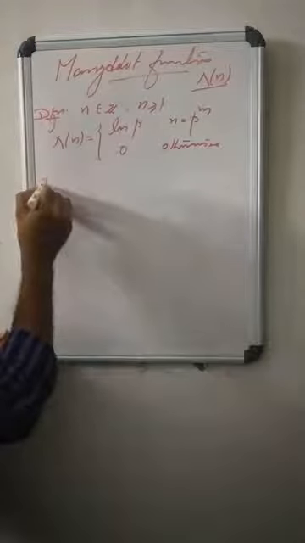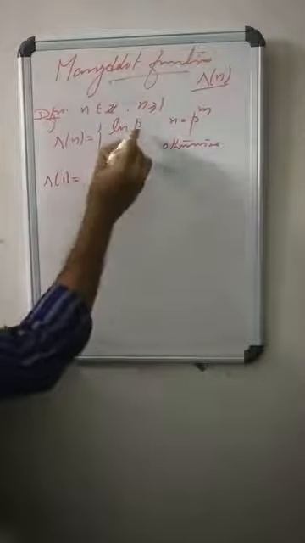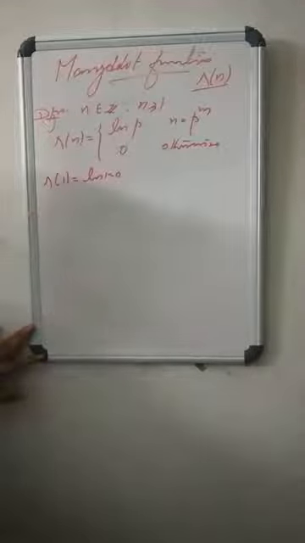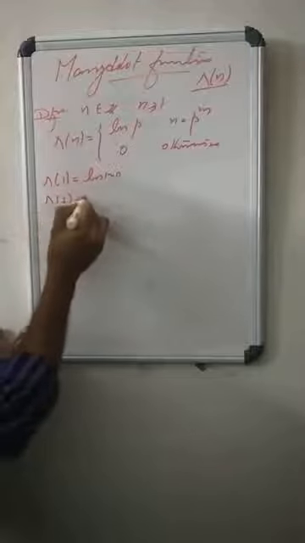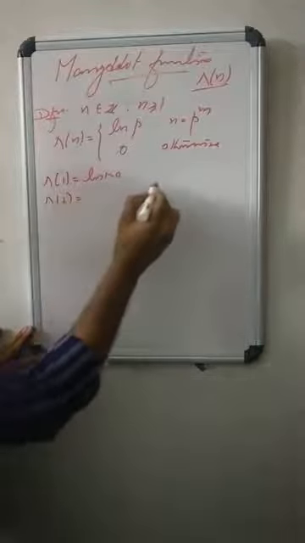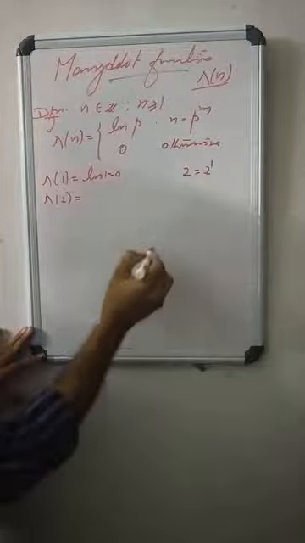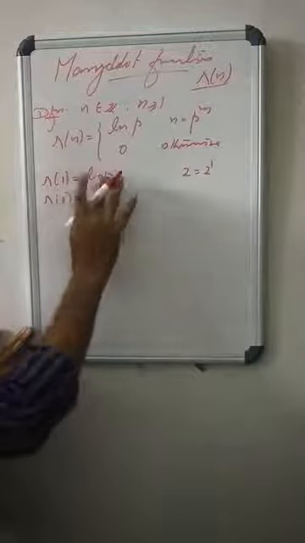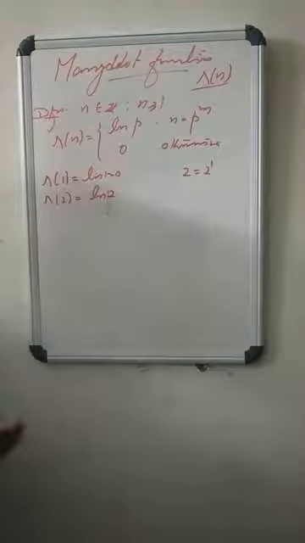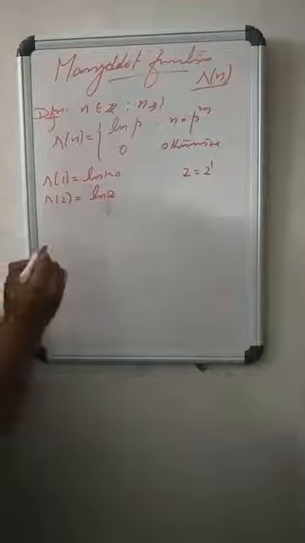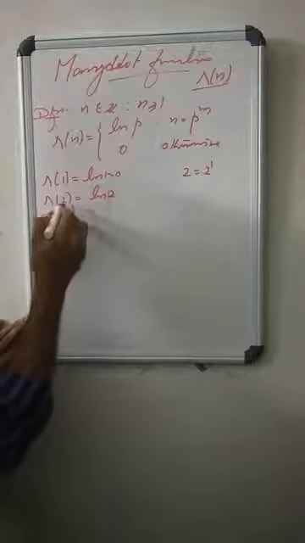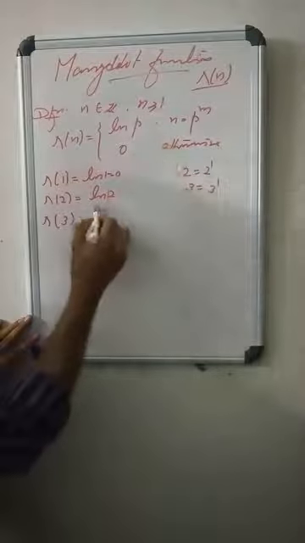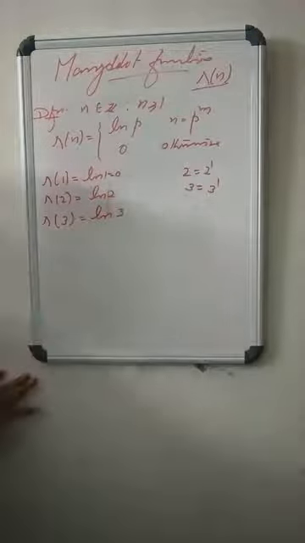So what about lambda 1? Lambda 1 is log 1, so lambda 1 equals 0. What is lambda 2? 2 can be rewritten as 2 raised to 1. So it is p power m, so it is log p, meaning log 2. By definition, it is log 2. What about lambda 3? Again 3 raised to 1, so it is of the form, and its result is log 3.